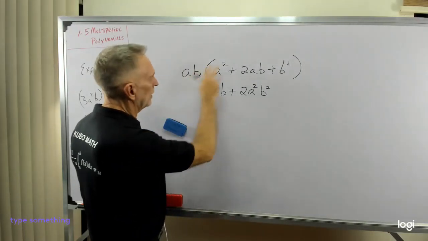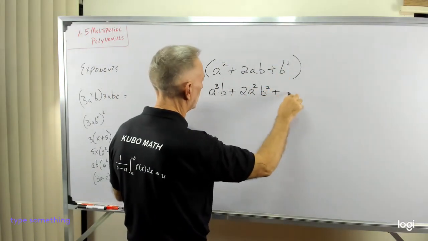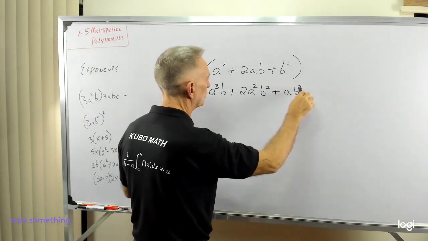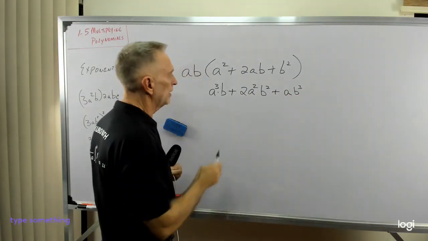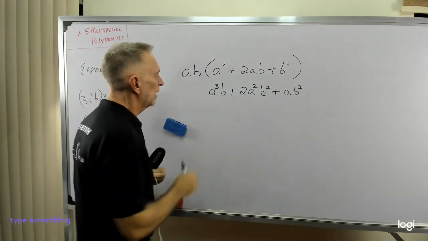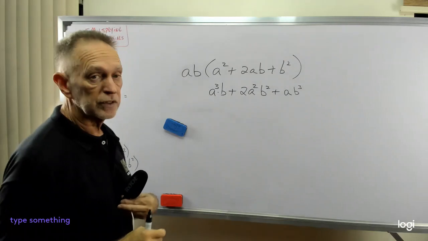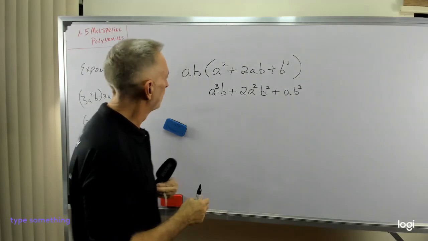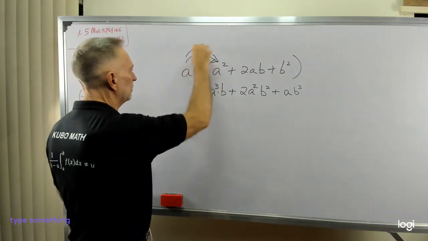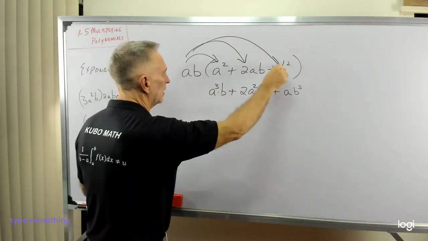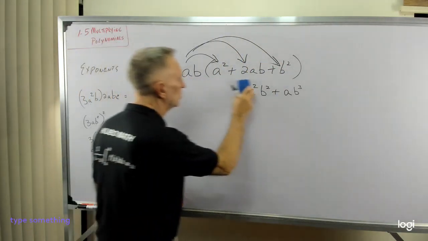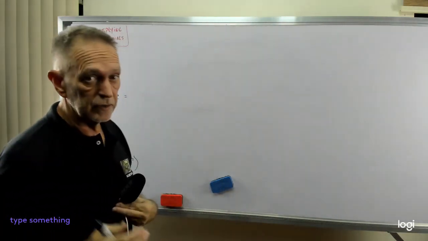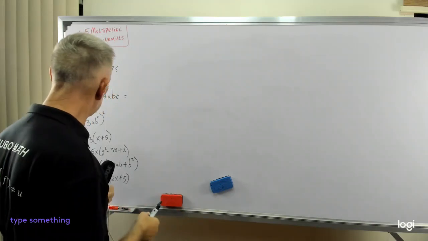Okay, now ab times b to the second power is a, b to the first times b to the second. 1 plus 2 is 3, so it gives me a b cubed. So a to the third power b plus 2a to the second power b to the second power plus a b to the third power. So I'm just taking and transposing that onto all of those. So nothing new there. But understanding the rules is critical. That's what makes all of this work.